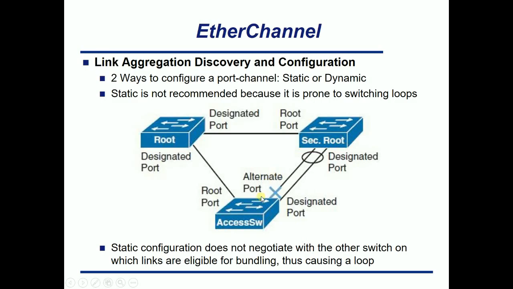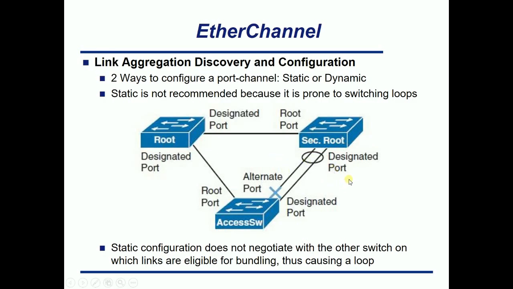This access switch says, oh, okay, I see that there's a loop here. I am going to block it. But I am not physically sending out a BPDU on this secondary link from the secondary root. So the access switch thinks that there's no loop there, so he's going to put this port into the designated port. Now that we show that there are two designated ports, now we just created a loop. Very bad because we statically configured this.